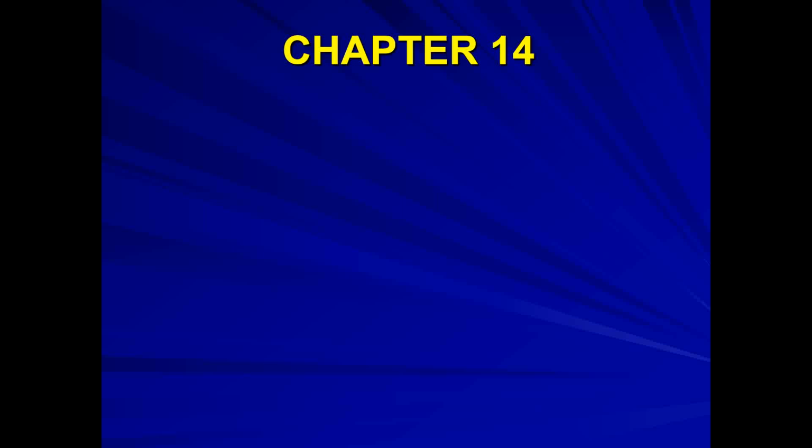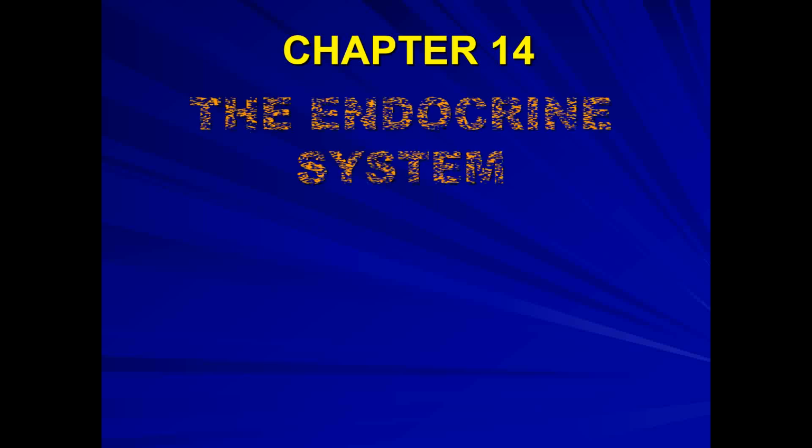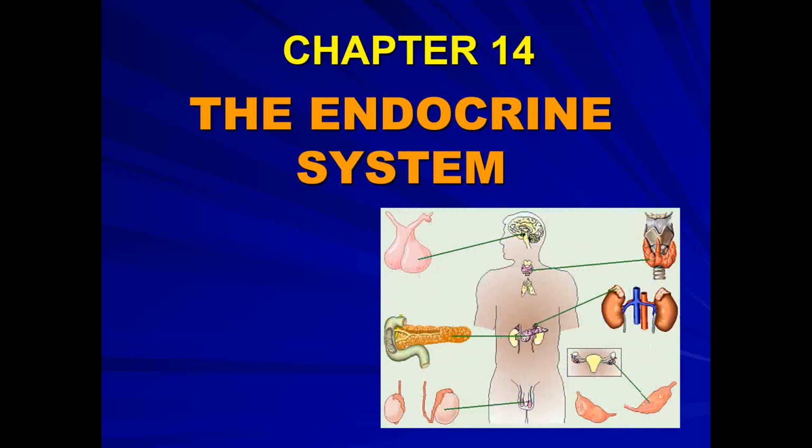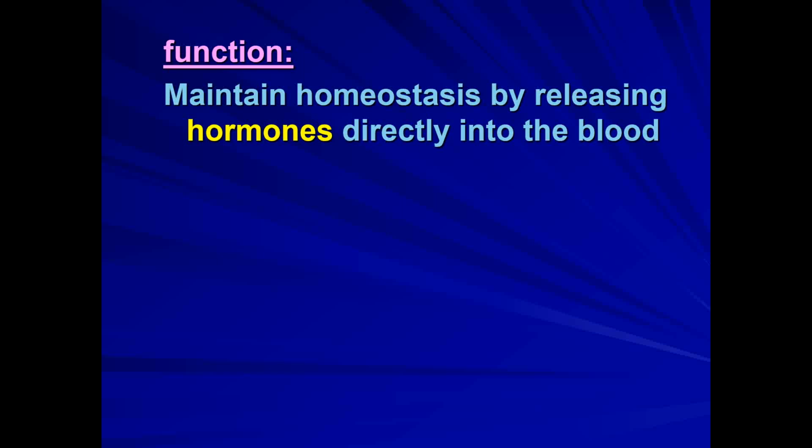Today we're going to take a look at Chapter 14 lecture notes, and Chapter 14 is dealing with the endocrine system. The endocrine system is all the glands in the body and ultimately the hormones that they produce. Like all body systems, we want to know what the function of the endocrine system is, and the function is to maintain control, homeostasis, by releasing hormones into the bloodstream.